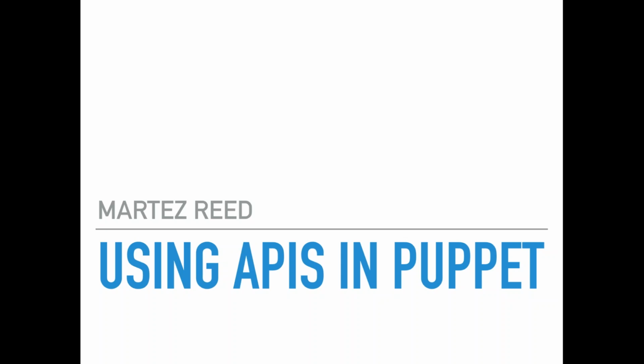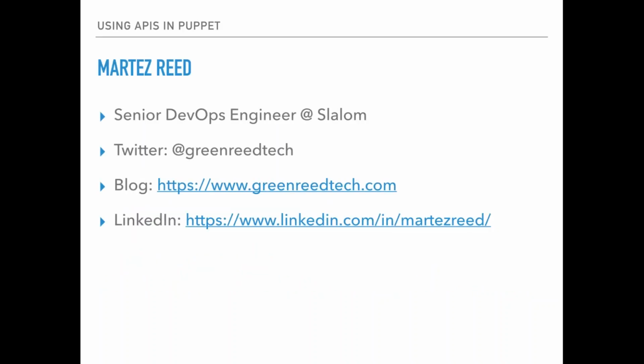So, yeah, we're going to jump right in. I'm Martez Reed. We're going to step through utilizing APIs with Puppet. Just a little bit of background on myself: I am currently a senior DevOps engineer at Slalom Consulting, doing all things sort of DevOpsy: Jenkins, Puppet, CI/CD, all of those really cool new DevOps things. I can be found on Twitter at GreenReadTech, my blog is greenreadtech.com, and of course you can find me on LinkedIn and GitHub, and all those ways to connect.